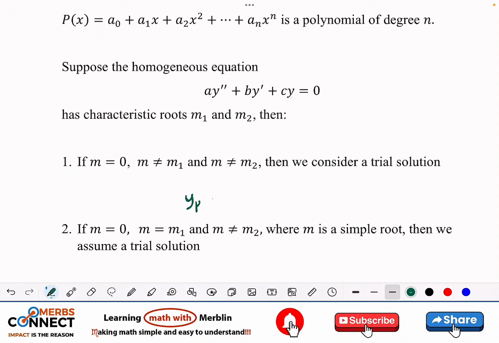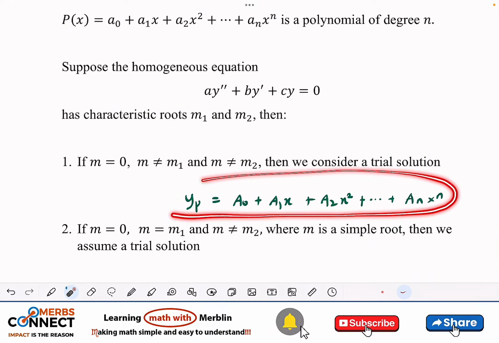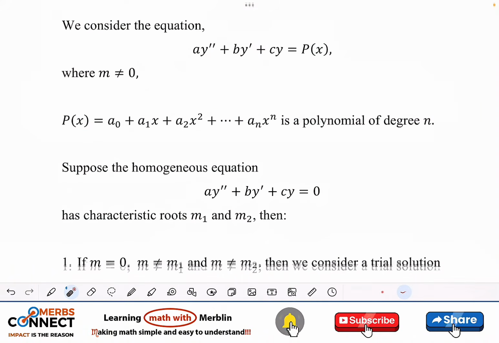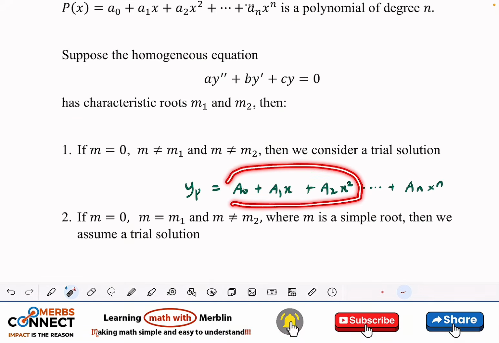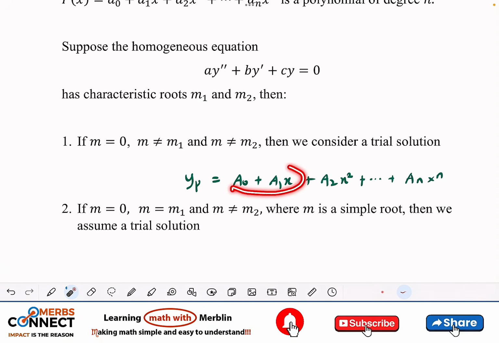So yp will be equal to a naught plus a1 x to the power 1 plus a2 x squared up to an xn. So it depends. For us to consider this trial solution here, it depends on the degree of the polynomial function here. So if the degree of the polynomial function is to the power 2, then we will move up to the second order. If the degree of the polynomial here is just 1, then we are going to have a linear function. So we are going to take an example and you understand it better.